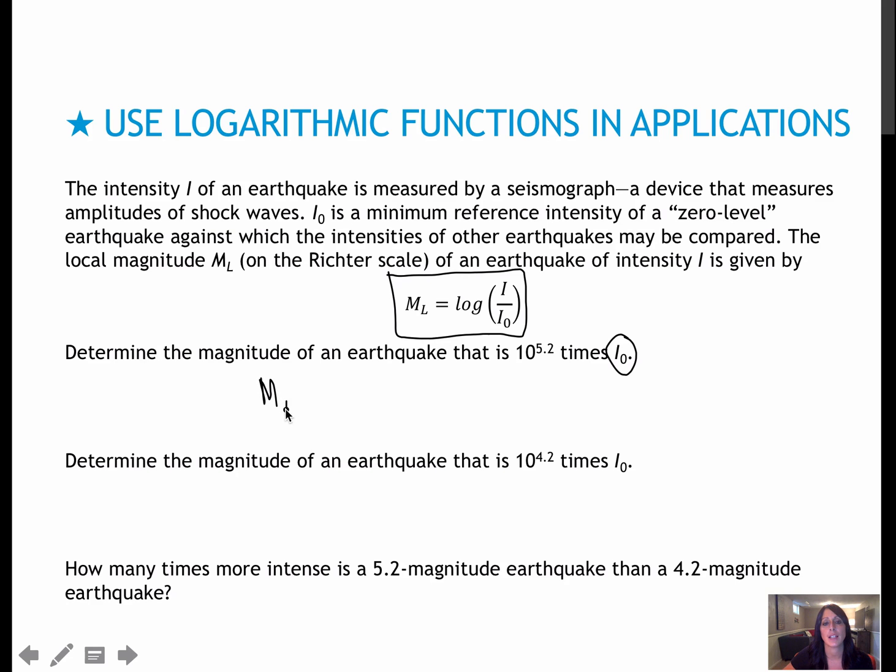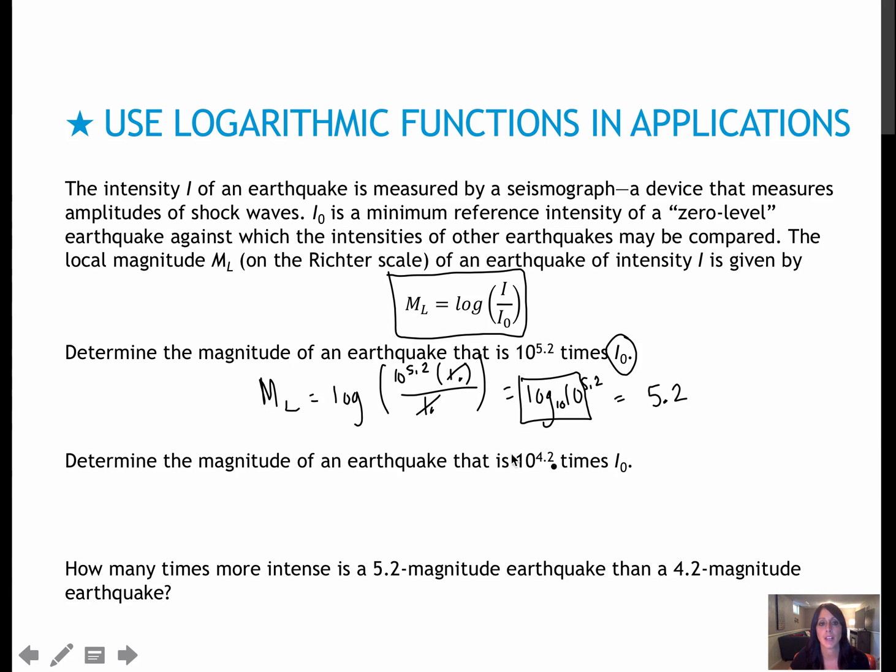So what I would do here to find the magnitude would be to find the log of I over I sub 0. So I would be, in this case, 10 to the 5.2 times I sub 0 over I sub 0. And so clearly we can see that those would cancel out. And so I'm finding the log of 10 to the 5.2. Now I can just plug this into my calculator. There is a property that will help us to make this a little bit easier. But for now, take 10 to the 5.2 and then take the log of that, and I end up with 5.2. Again, we've talked a little bit before about the fact that log base 10 and 10 would cancel, and so 5.2 would be my magnitude.